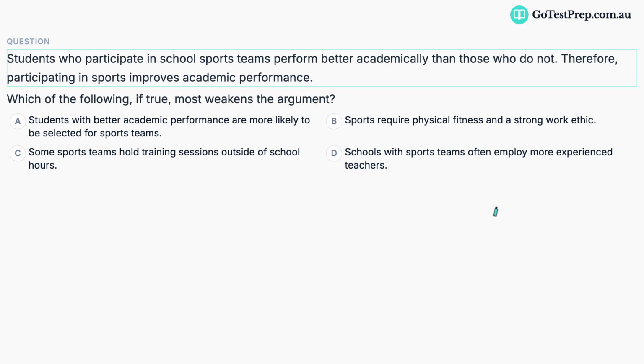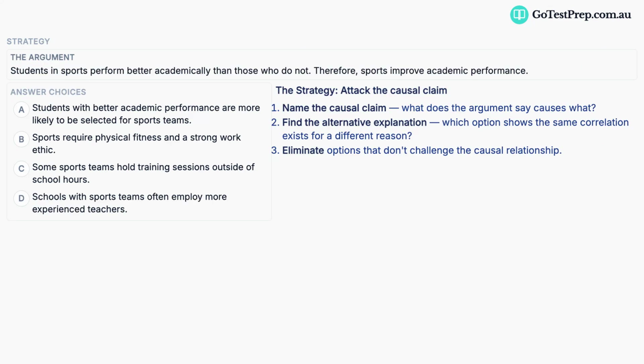All right, let's solve this step by step. Our strategy is to find what breaks the causal claim in this argument. Quick plan first, then we'll work through it together. Okay, so before the steps, keep the argument on screen. For weakening argument questions, name the causal claim first, then find the option that breaks the link between the observed correlation and the conclusion. Skip options that are irrelevant to the causal relationship. Let us pin down the argument.